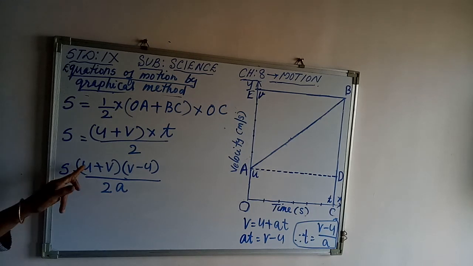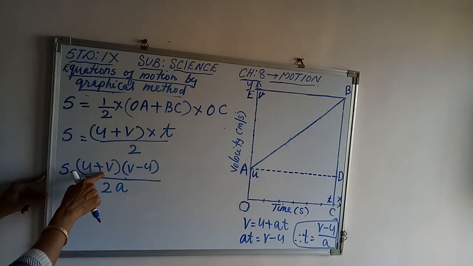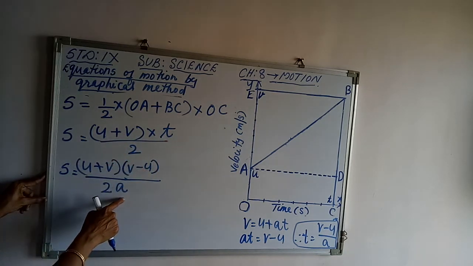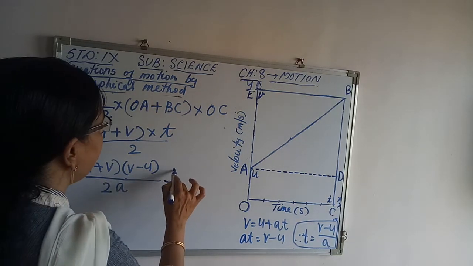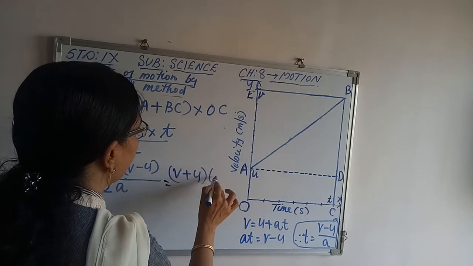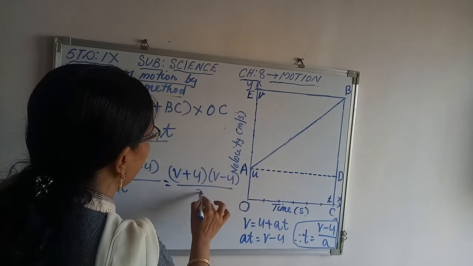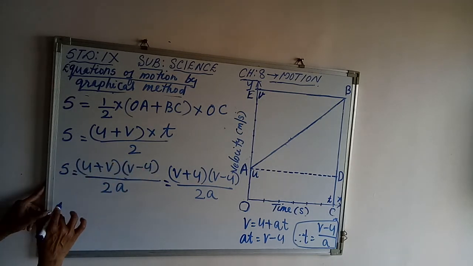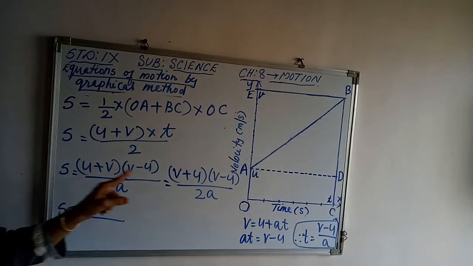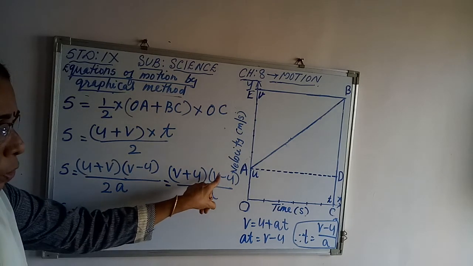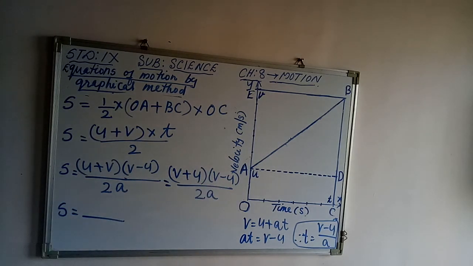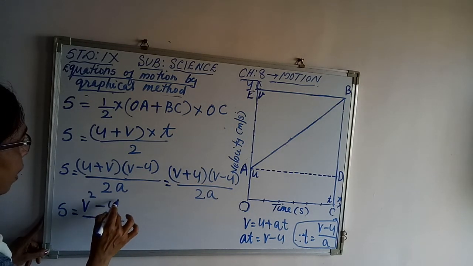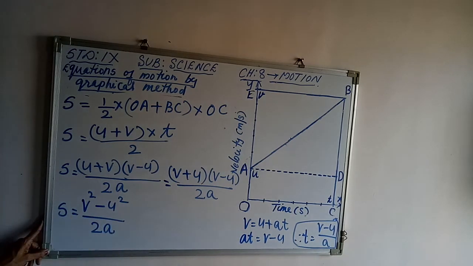Clear to you? Now, U plus V upon 2 was already there, then V minus U upon A. So let me write V plus U into V minus U upon 2A. Is that clear? Just rearrange. In maths you studied, A plus B into A minus B is A square minus B square. So V plus U into V minus U, we can write as V square minus U square upon 2A.